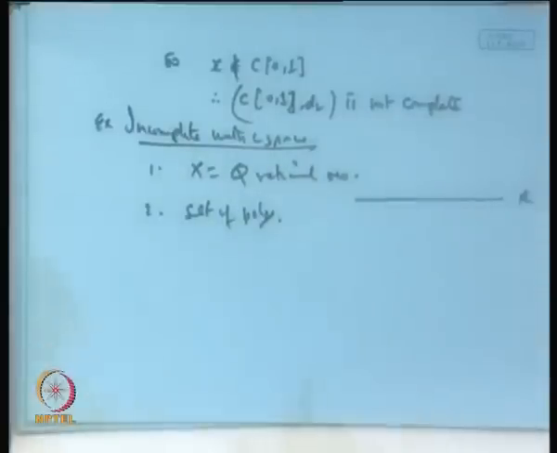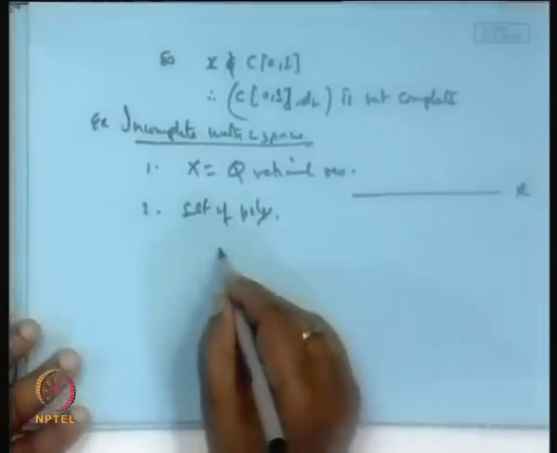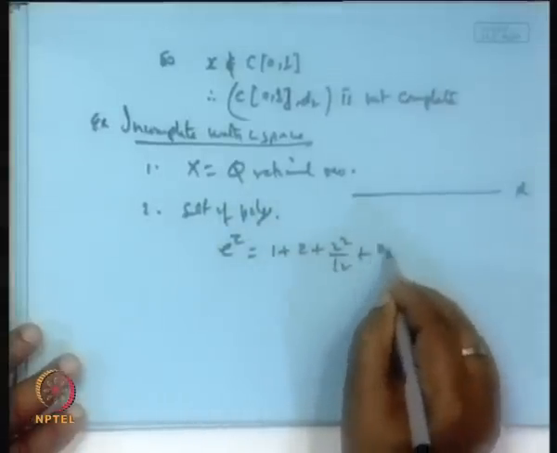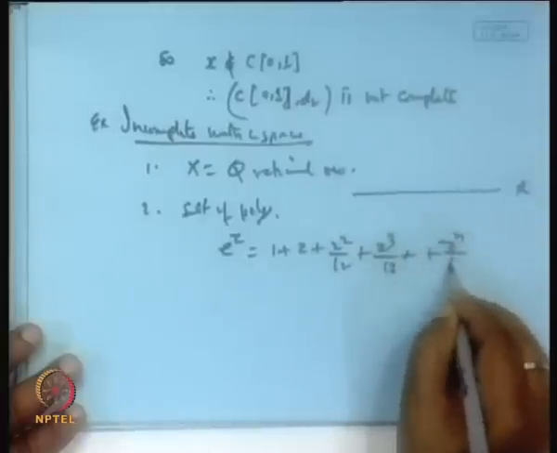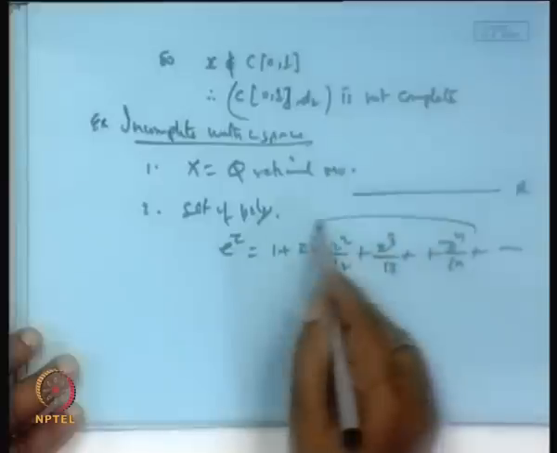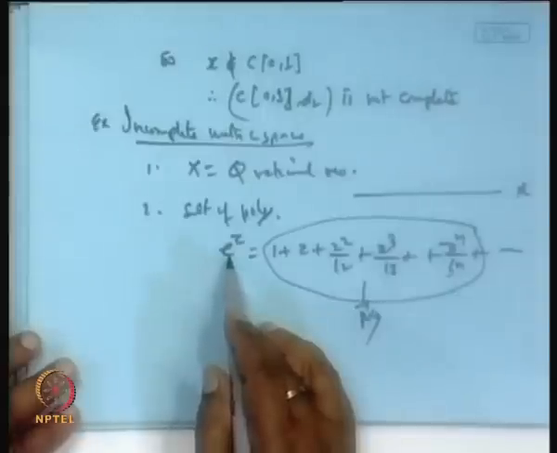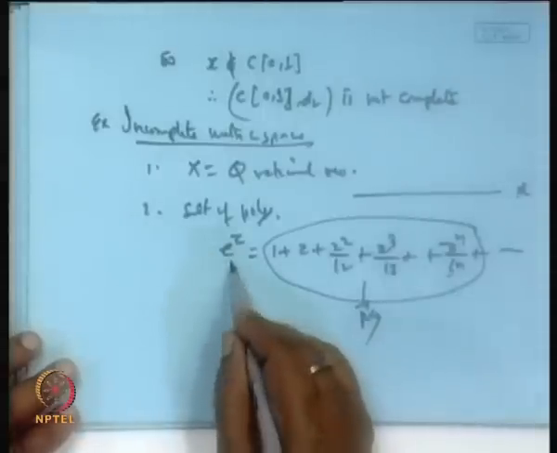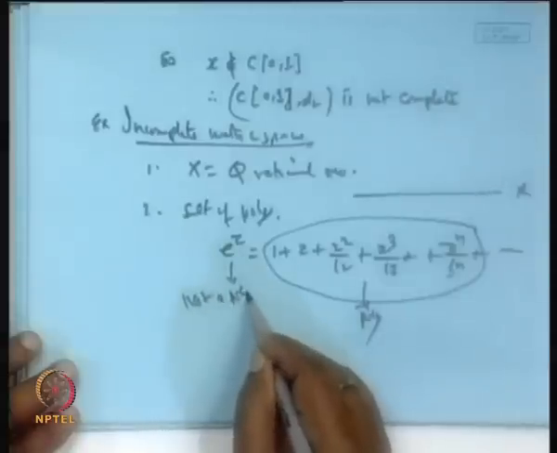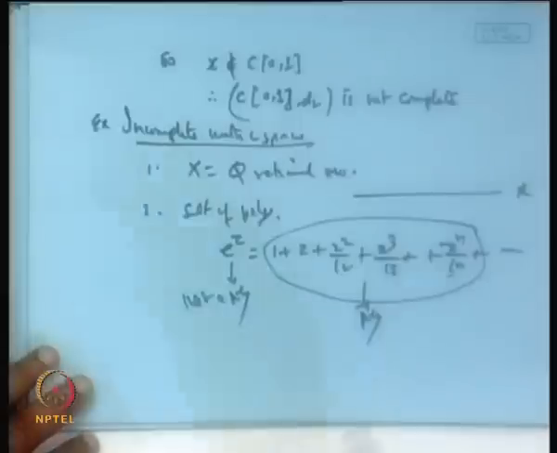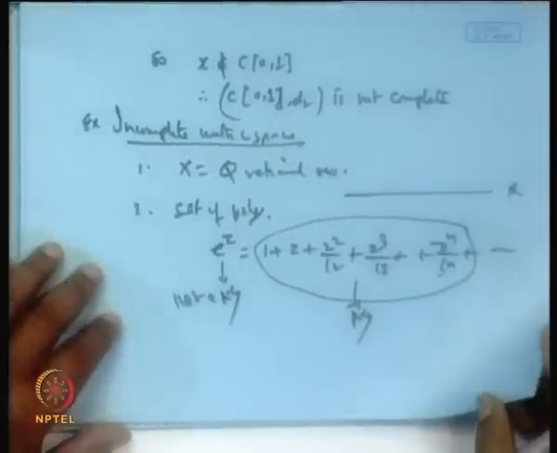Because the limit point of this set of polynomials may be an entire function, like for example, e to the power z. We know the series is 1 plus z plus z squared by factorial 2, z cube by factorial 3, z to the n by factorial n and so on. So, if we take these as polynomials, what is the limit point? The limit point comes out to be e to the power z, which is not a polynomial. So, the set of all polynomials, which are continuous functions, does not form a complete metric space. Okay. So, there are many more examples you can find which are incomplete.